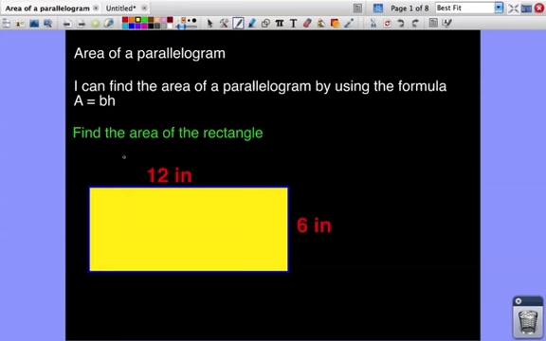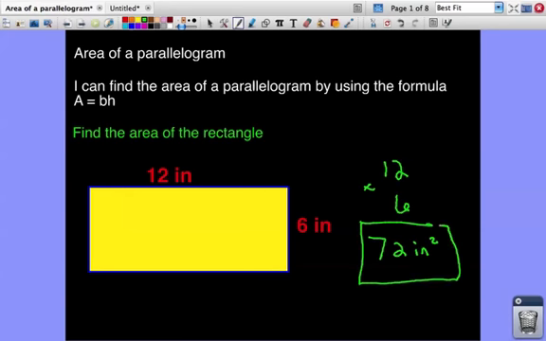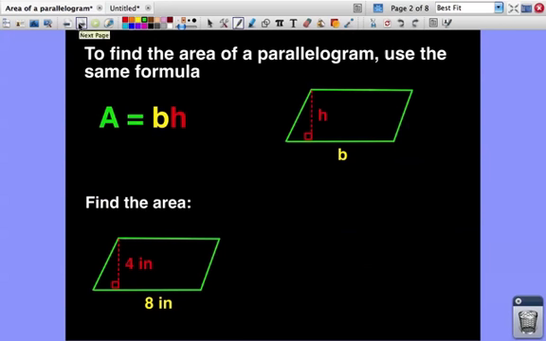Now, if I wanted to find the area of this rectangle, as most of us should know by now, we're just going to do base times height. We're going to take 12 and multiply it by 6. So 12 times 6 is going to equal my area, and it's going to be 72 inches squared. And I'm done. I already figured out the area of this rectangle. Now, this is exactly what you're going to do when you're finding the area of a parallelogram. You're using the same formula: area equals base times height.